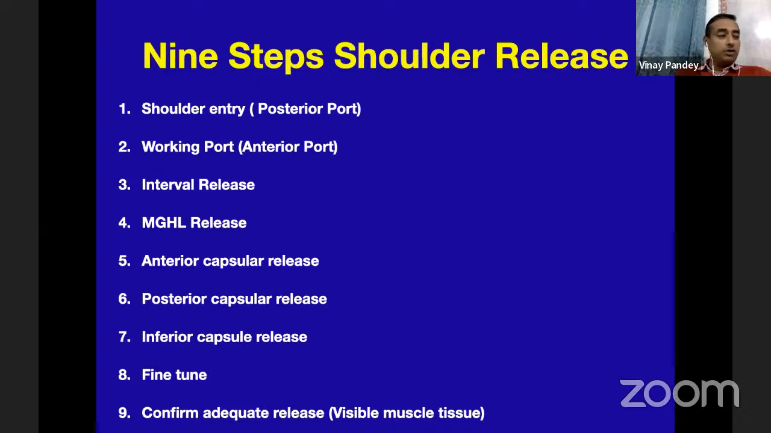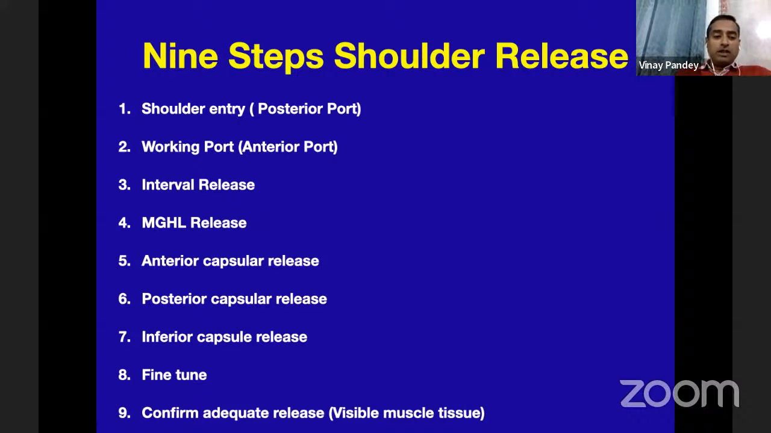I divide my frozen shoulder release into 9 different steps. First is shoulder entry, which is through the posterior portal. Then comes the working port, which is the anterior port, the interval release, MGHL release, anterior capsule release, posterior capsule release, inferior capsule release, then fine-tuning the release, and confirmation of adequate release. One complication is that you have released and the patient comes back with pain and stiffness again and again if the release is not adequate.